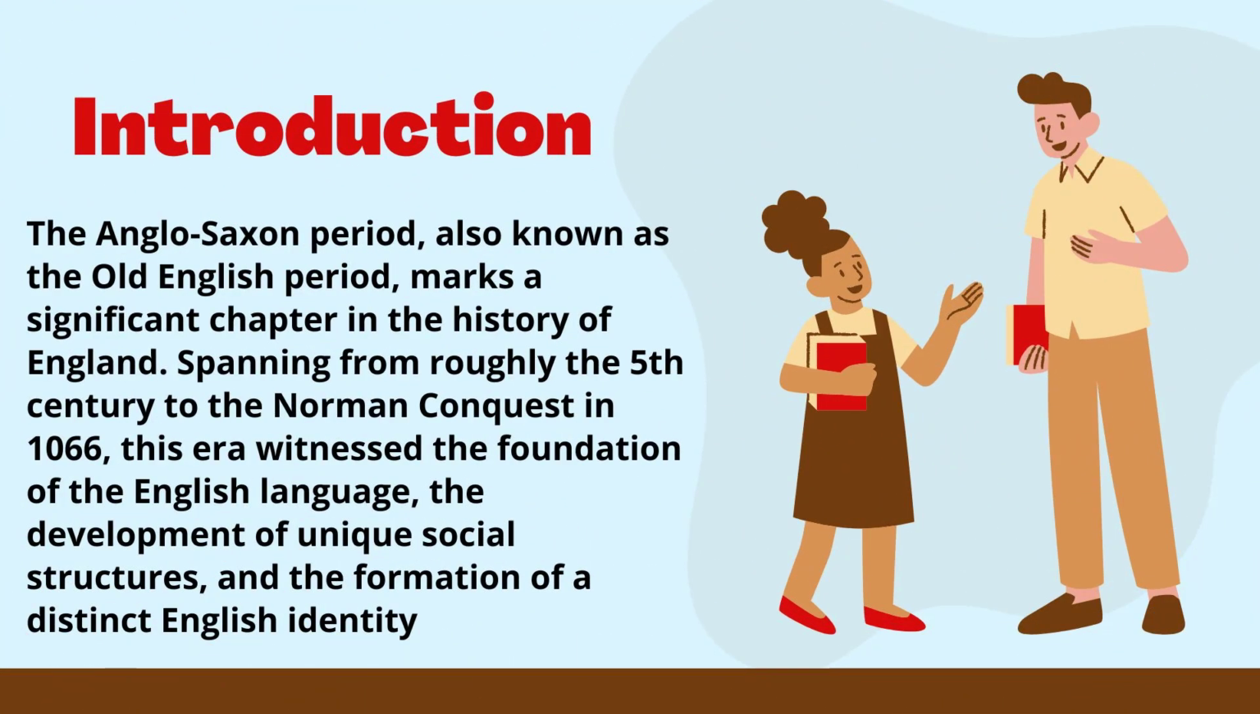The Anglo-Saxon or Old English period. Introduction. The Anglo-Saxon period, also known as the Old English period, marked a significant chapter in the history of England, spanning from roughly the 5th century to the Norman Conquest in 1066. This era witnessed the foundation of the English language, the development of unique social structures, and the formation of a distinct English identity.